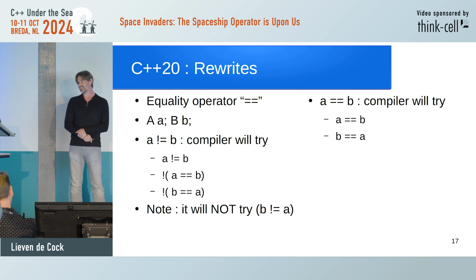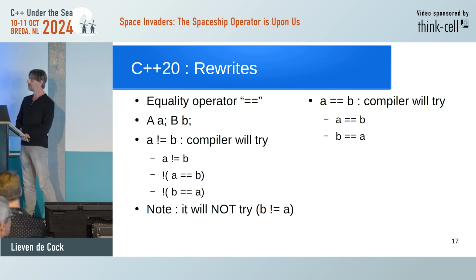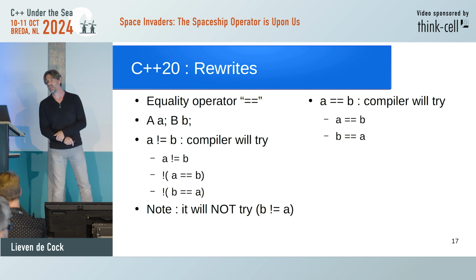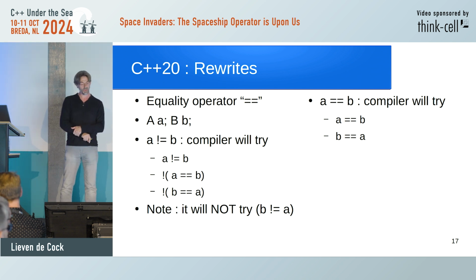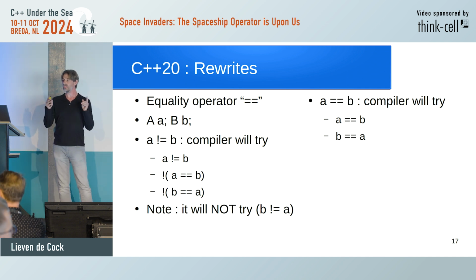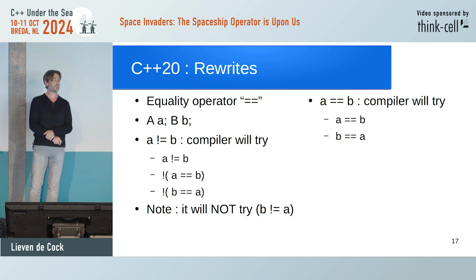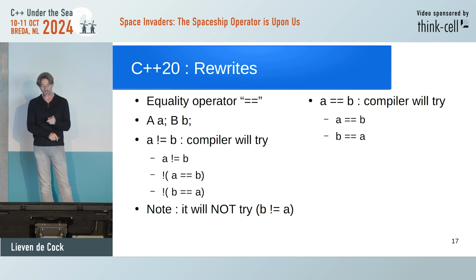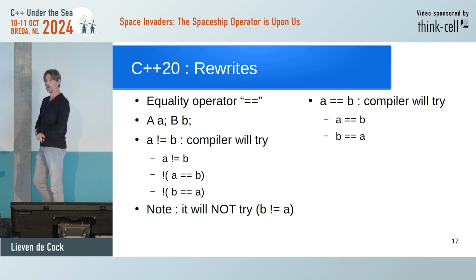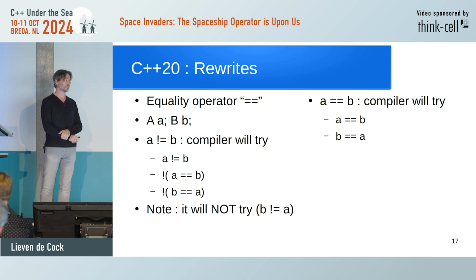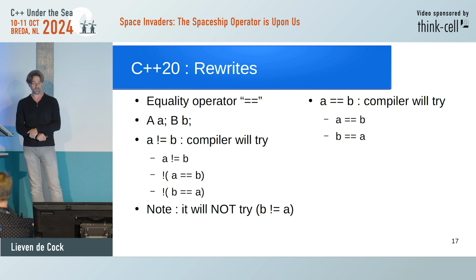If that one is not present, it's going to try something else. Then it's going to say, let's see if we can find an equality operator between the types A and B, and we take the negation of that result. If we can't find that one, let's try to swap the operands and find an operator which takes a B and an A, or an equality operator on the type B which takes an A, take the result of that and negate it. So these are new things in C++20. Note, it will never try to swap the operands on the not equality operator. Don't ask me why, but that's not supported. So it's not going to try B not equals A.